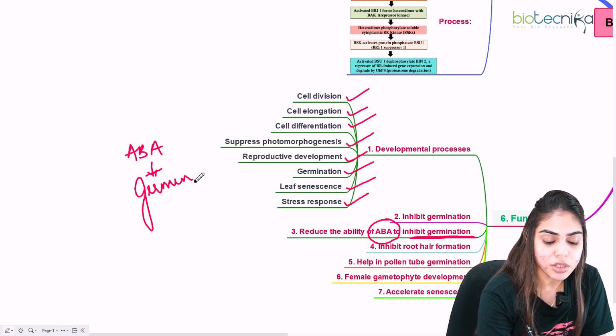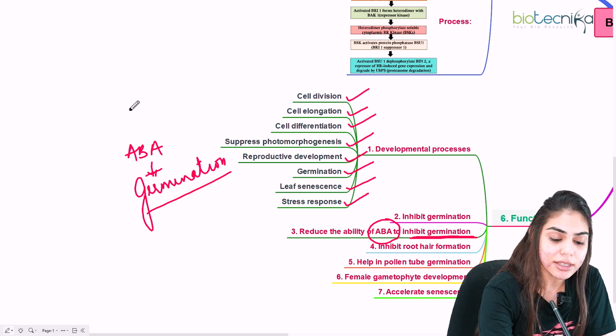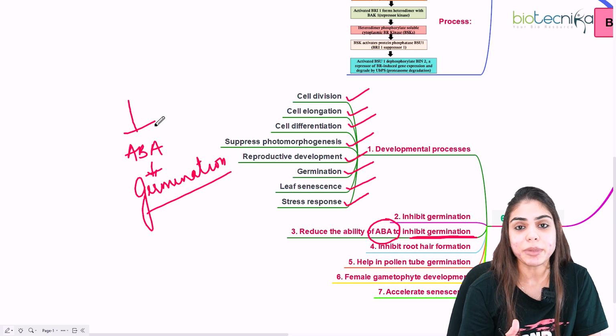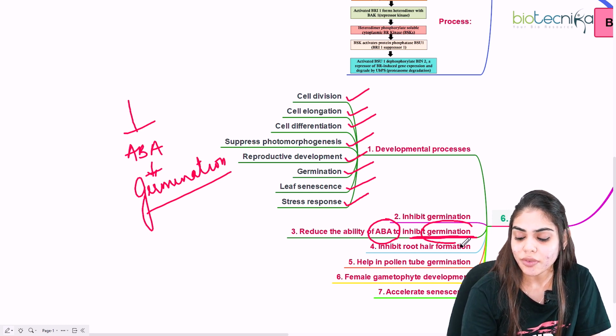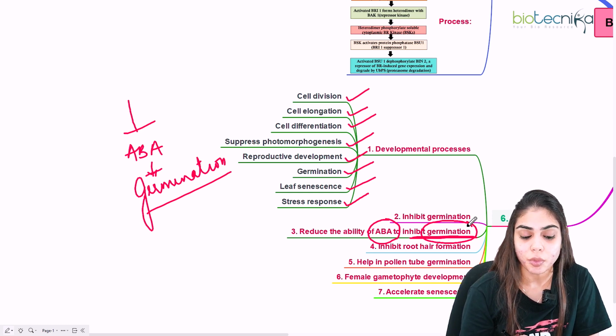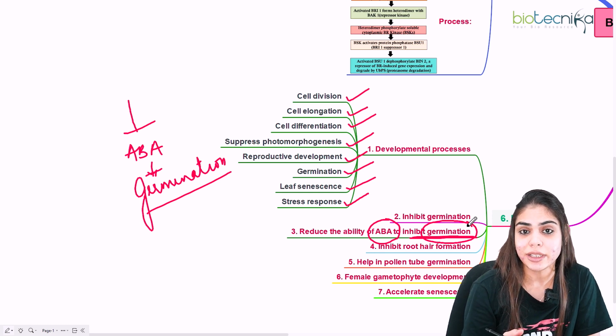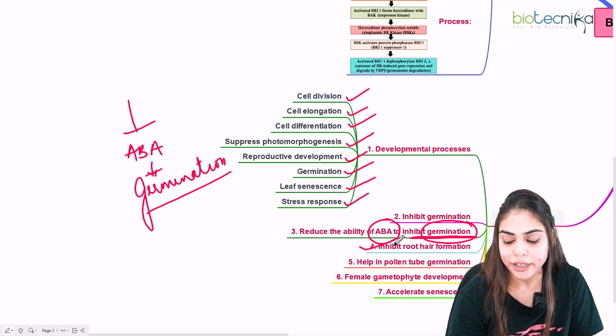So what happens once this brassinosteroid is synthesized in the plant? It shows its inhibitory effect on this abscisic acid. That means there will be no delaying of germination, and germination of seeds will happen in plants. So it has a negative effect on the abscisic acid phytohormone, which was known to inhibit the germination of seeds. It is also known to inhibit root hair formation.